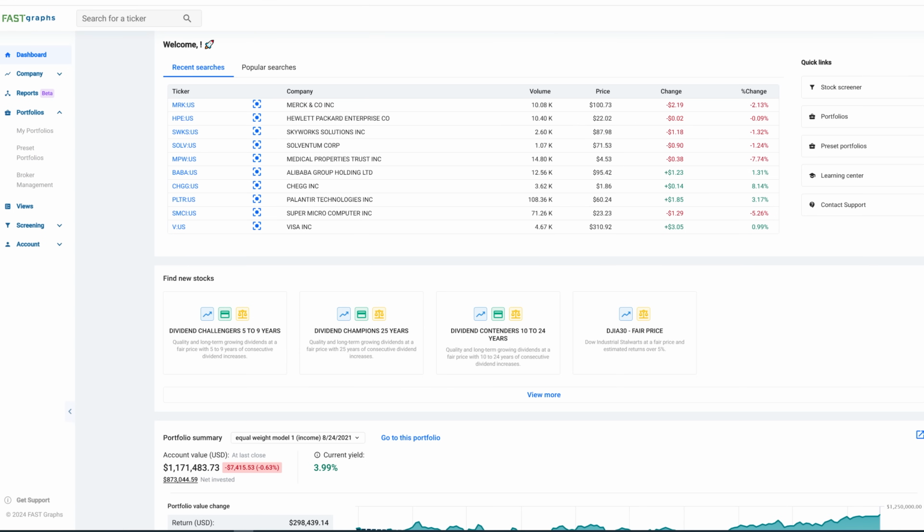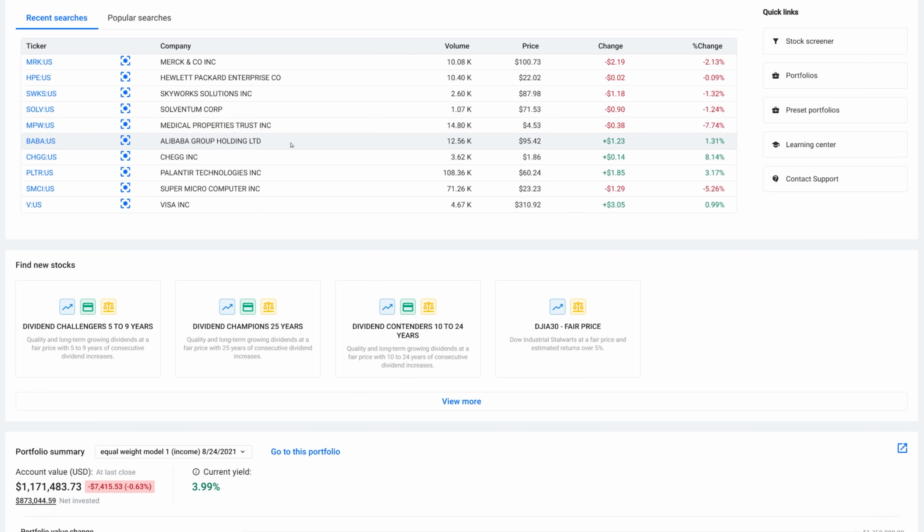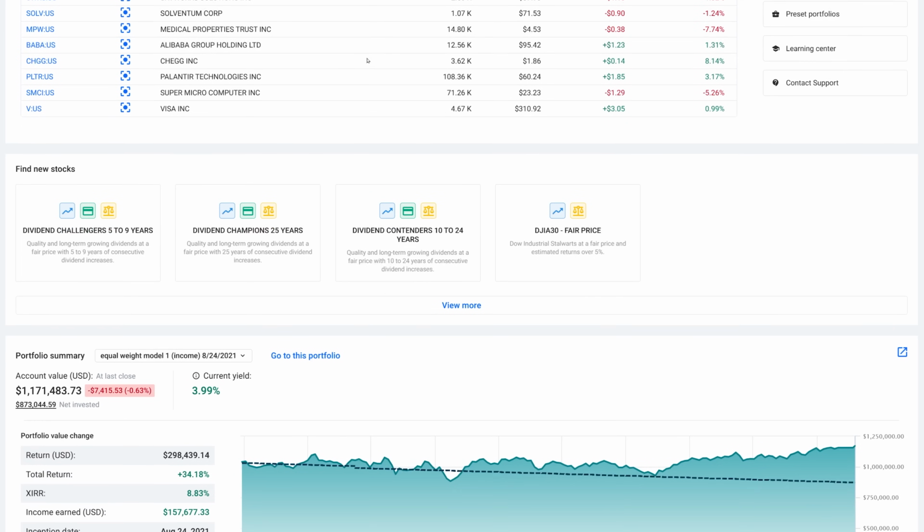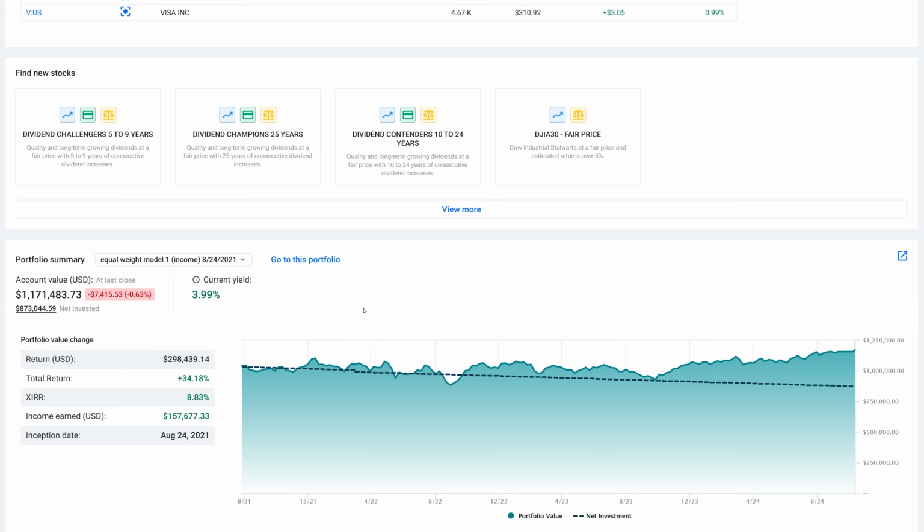Now, first of all, I've logged into the FastGraphs tool here, and we start with the dashboard. I want to make a couple of comments about the FastGraphs dashboard. This shows you any recent searches you have been making. These are some that I've made. Then you've got some preset screens here that are already done, and you can view a lot more of them by clicking this button here.